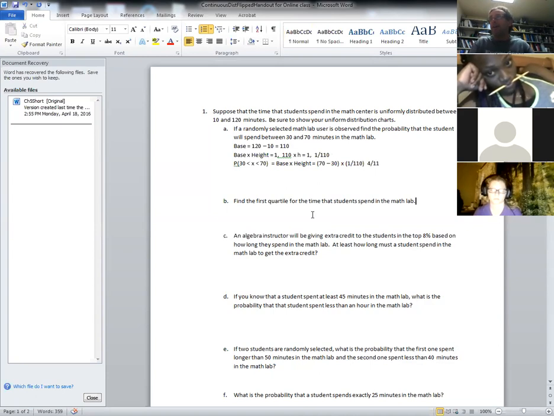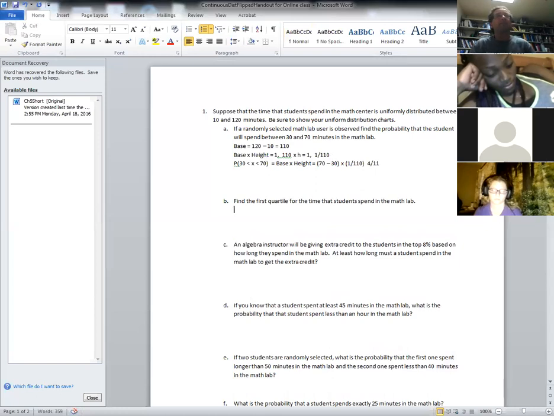Find the first quartile for the time that students spend in the math lab. Who remembers what the first quartile means? That was chapter 2. And remember? Yeah, the 25th percentile. So now we're going to draw the same picture, kind of. But this time, we're going to shade in a rectangle, and you've got to remember it's backwards. That's all right. The idea is we don't know the first quartile.